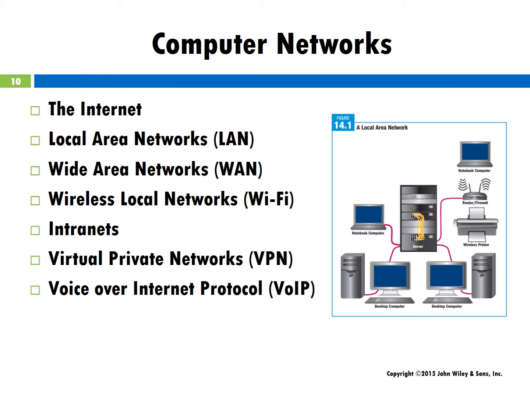Local area networks and wide area networks, or LANs and WANs, allow businesses to communicate, transmit, and print and share data. One of the largest networks is the Internet. We all know about the Internet. Internet virtual private networks, or VPN, and also voice over Internet protocol, VoIP, are all byproducts of the Internet.